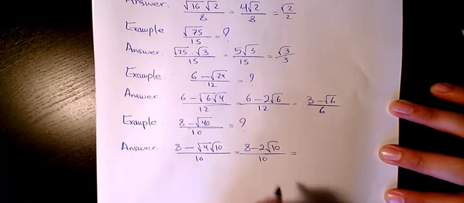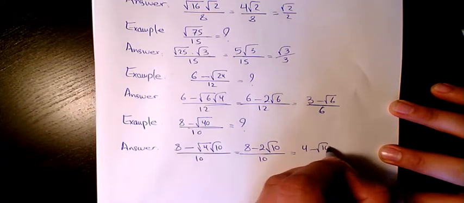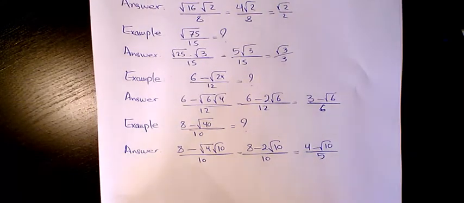And we can divide everything by 2. So it's going to be 4 minus root 10 divided by 5. That's the final answer.